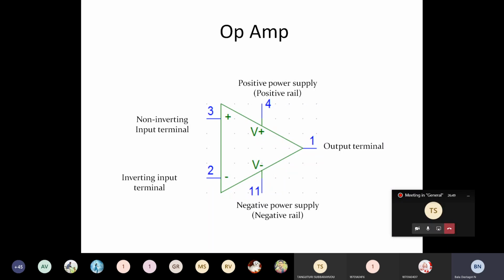That means we give two types of power supplies, positive and negative. The symbol of the operational amplifier looks like a triangle. On the left side, with straight lines, we define the input terminals, and the place where two lines meet on the right-hand side is the output terminal. The power terminals are taken from the crossbars, as seen in the slide.